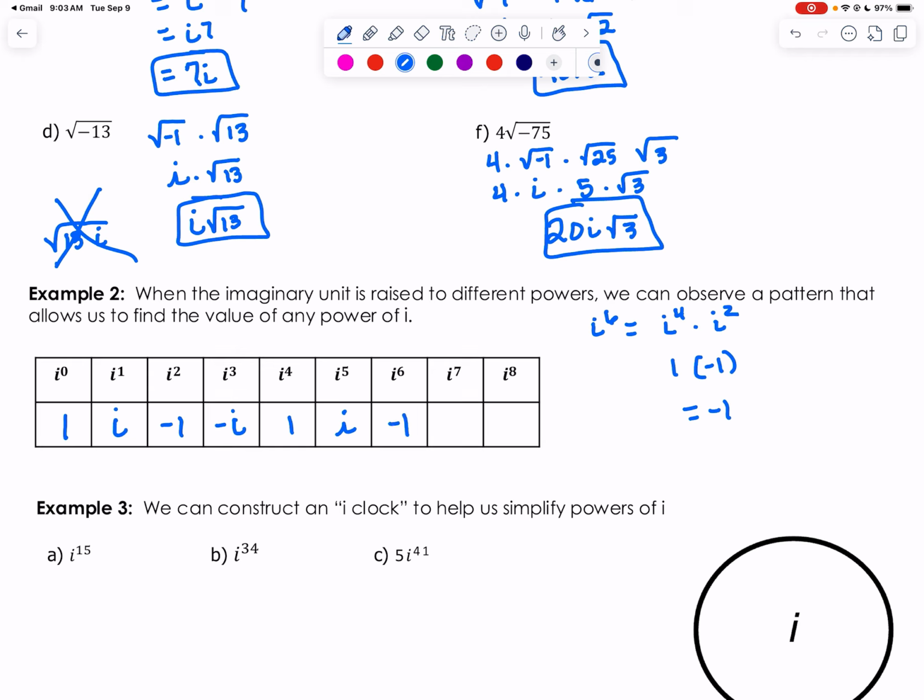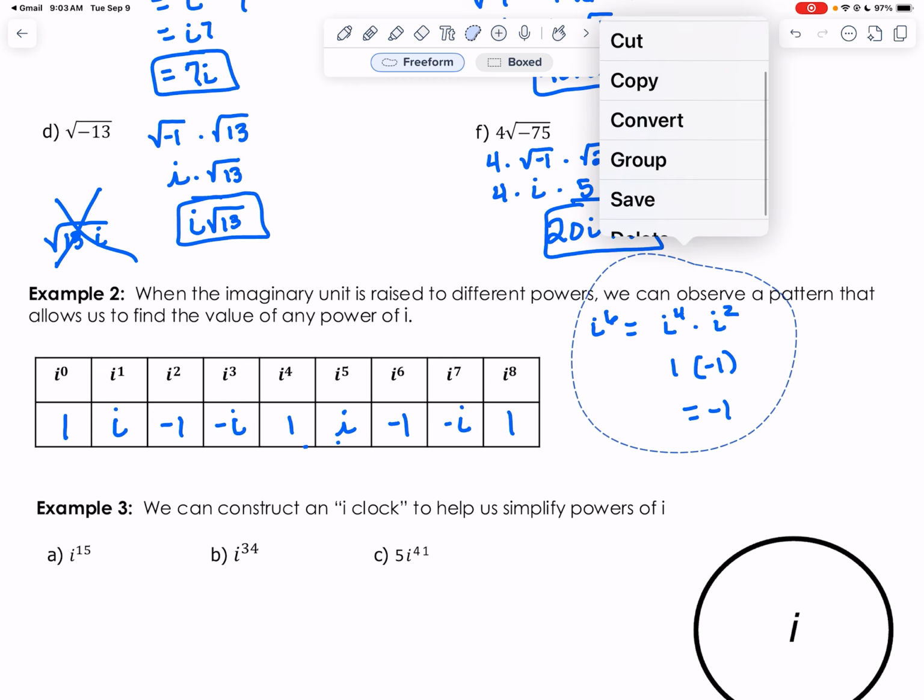Now, look what's happening in our table here. Let's go back to i^0. We have 1, i, negative 1, negative i. Then we have 1, i, negative 1. So this is going to be negative i. And then the pattern would begin to repeat itself. i^8 would be 1. So our pattern repeats every fourth time. Let me erase this. Okay.